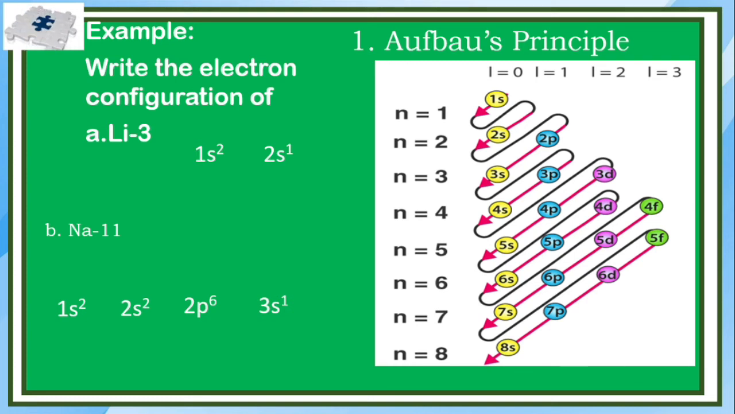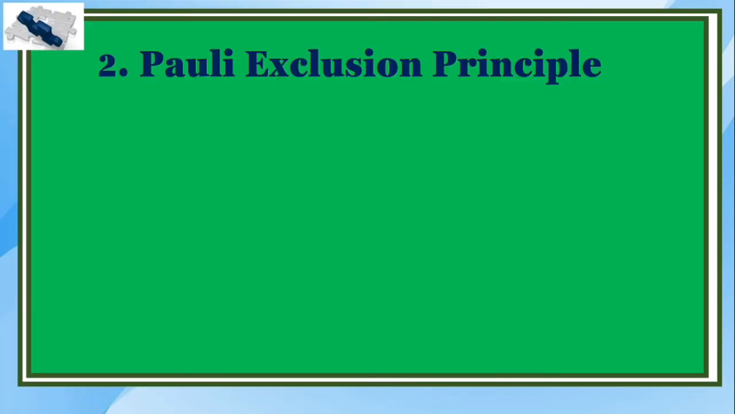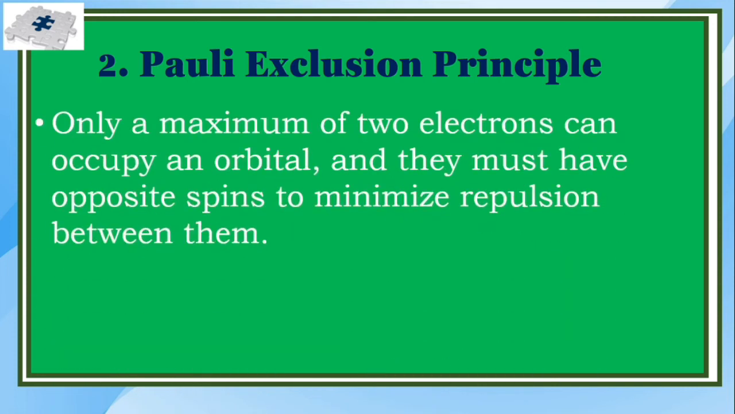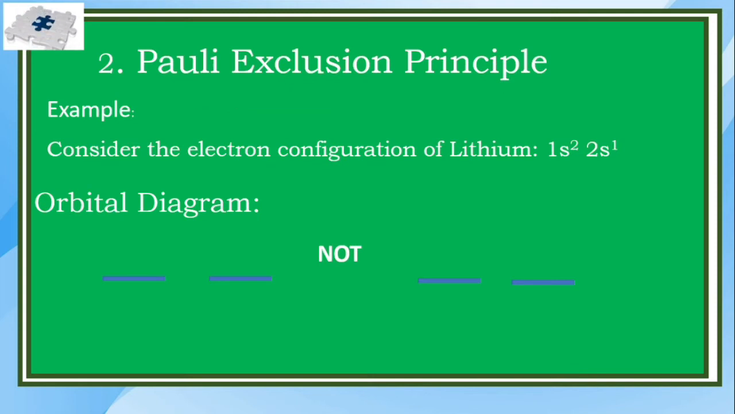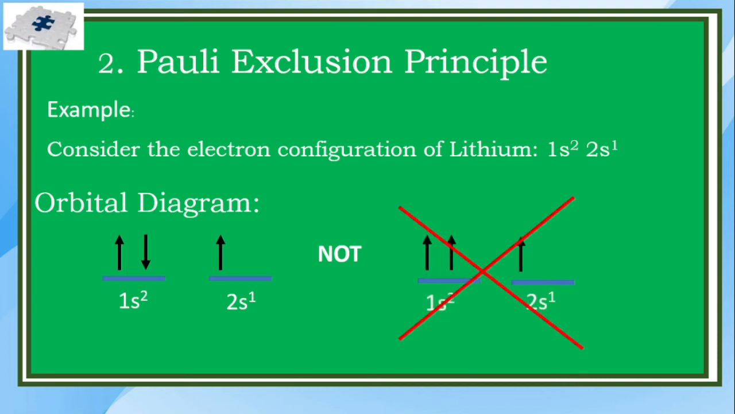Let's move on to the next rule, the Pauli's exclusion principle. According to Pauli's exclusion principle, only a maximum of 2 electrons can occupy an orbital, and they must have opposite spins to minimize repulsion between them. To give you a better idea, consider again lithium, which has 3 electrons, as an example. Its electron configuration is 1s2 and 2s1. Its orbital diagram looks like this, and not like this. This is because, according to Pauli, electrons occupying the same orbital must have opposite spin to minimize repulsion.